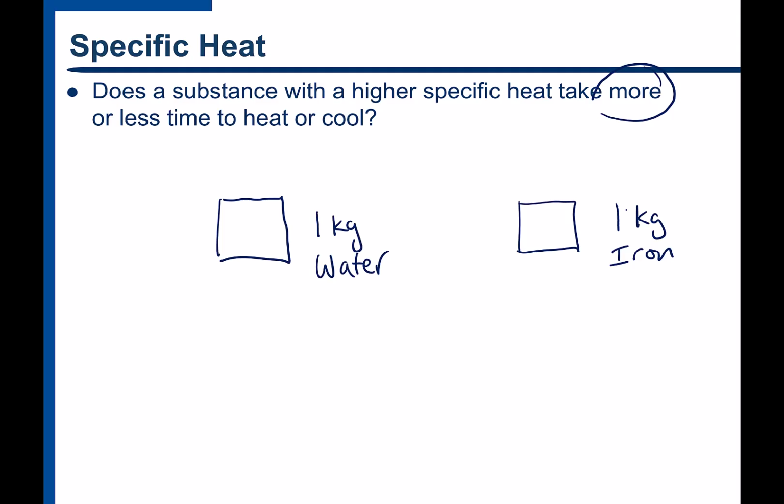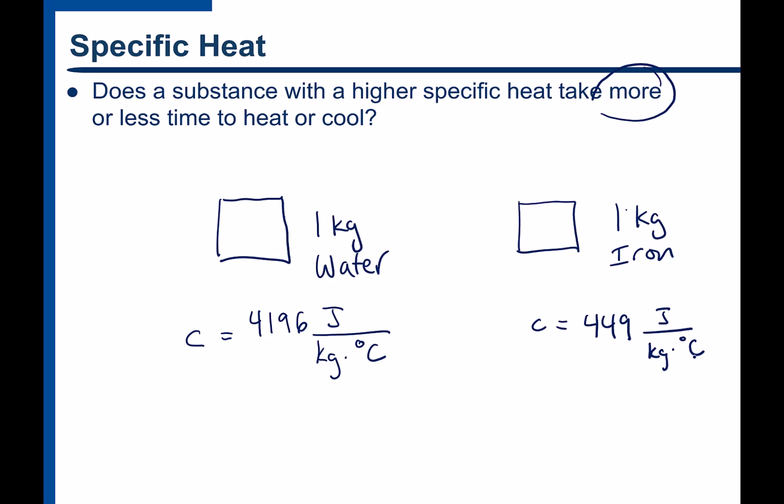Since water has a specific heat of 4,196 joules per kilogram degree Celsius, and iron has a specific heat of 449 joules per kilogram degree Celsius, you'll notice that the iron only has to lose 449 joules to cool off by 1 degree, whereas the water has to lose almost 10 times that amount of energy to cool off by the same amount, and that's obviously going to take more time.